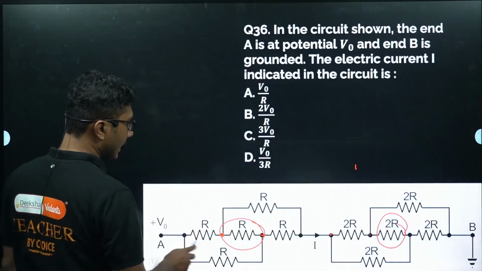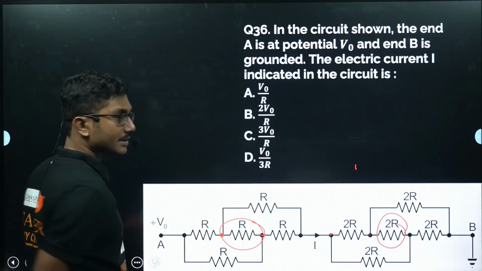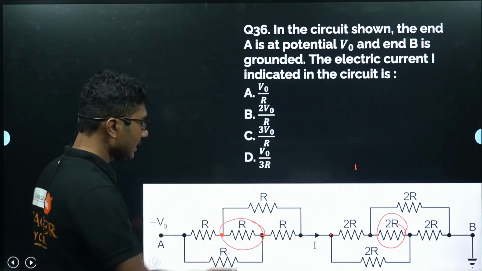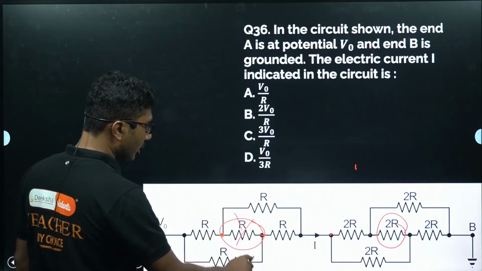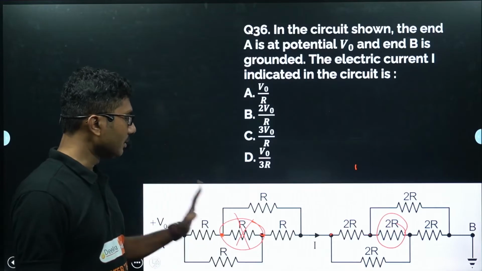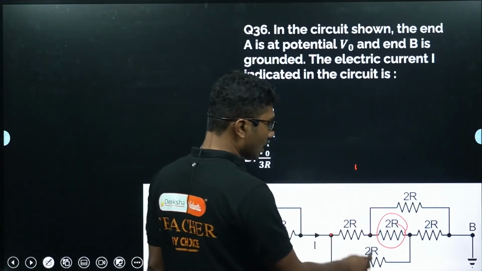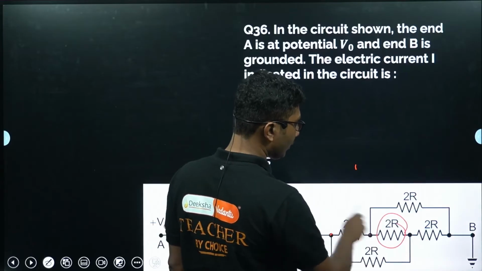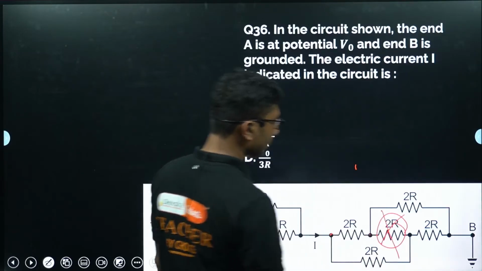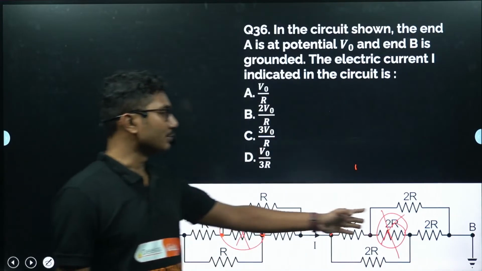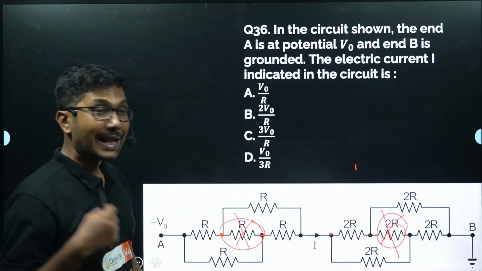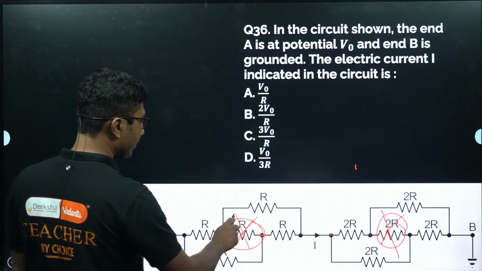You can see that all the resistances are R. So R by R obviously equals R by R. That means this is not connected to the circuit. You can easily ignore this. Similarly, 2R by R, 2R by 2R, this is also 2R by 2R. So this is also not connected. You can simply scratch these two resistors because they are in Wheatstone bridge balanced condition. So you do not need to consider these two resistors.